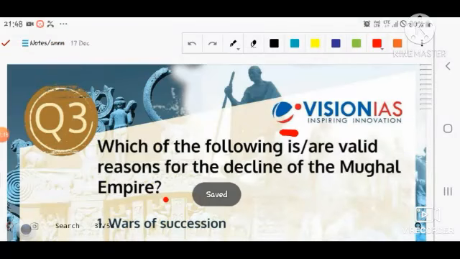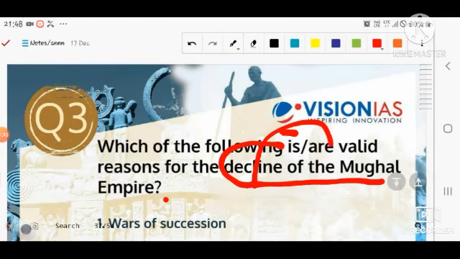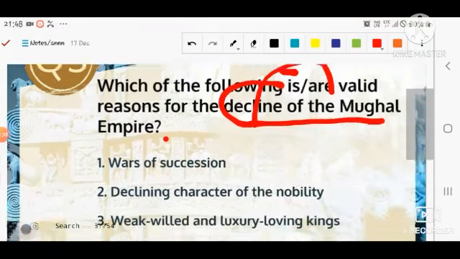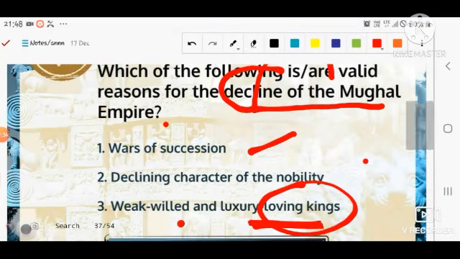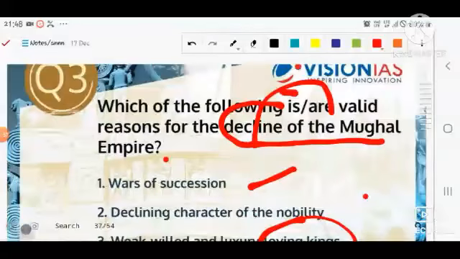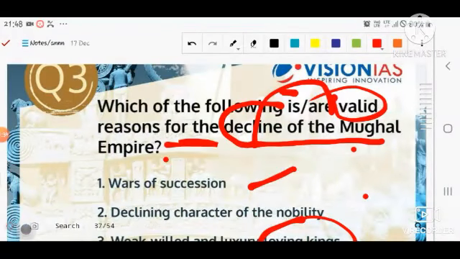Let's discuss the next question. The next question is about the decline of the Mughal empire. What is the reason behind the decline? Number first, war of succession. Number second, declining character of the nobility. Number third, weak-willed and pleasure-loving kings. So you have to tell the correct option, regarding the later Mughals, which are valid reasons for the decline of the Mughal empire.